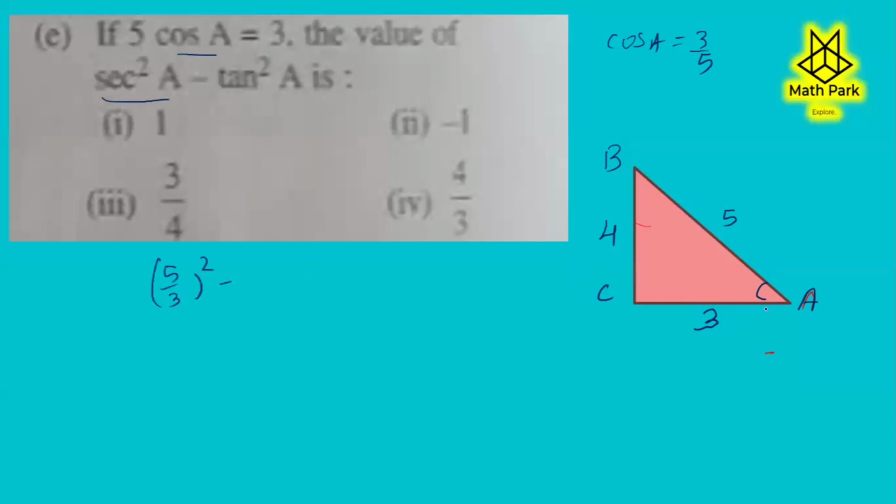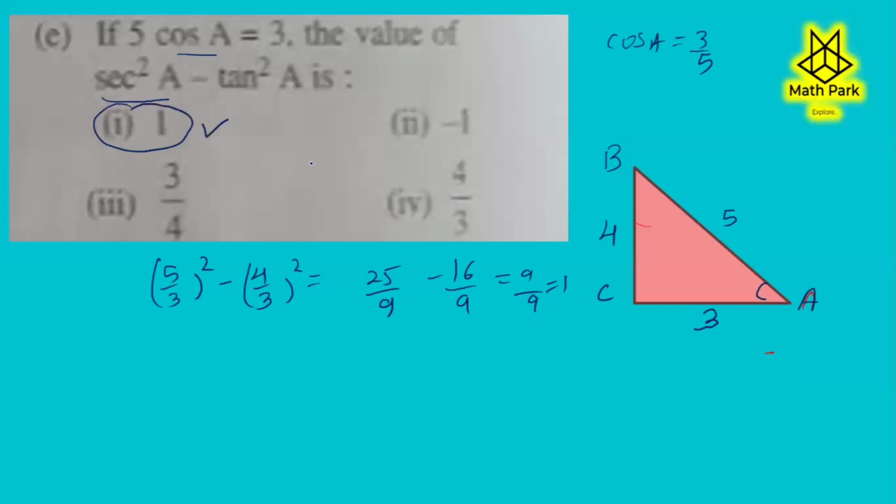And tan A is again opposite upon adjacent, which is 4 upon 3 the whole square. So we get 25 by 9 minus 16 upon 9, which is equal to 9 by 9, and that is 1. So this is how we get sec square A minus tan square A is equal to 1.